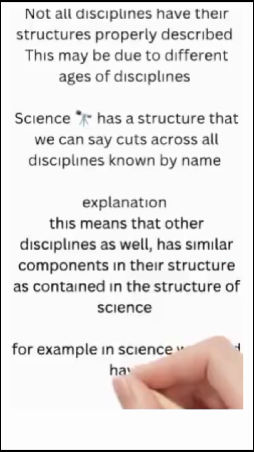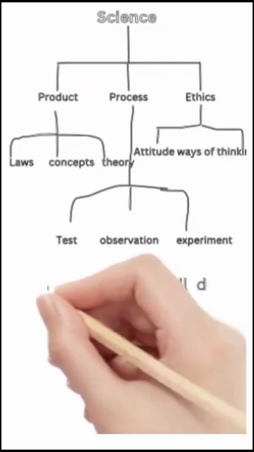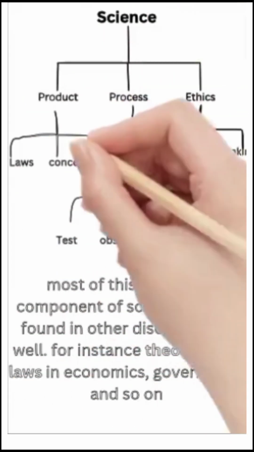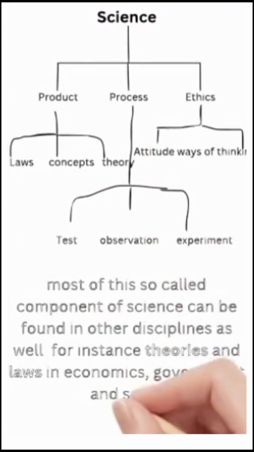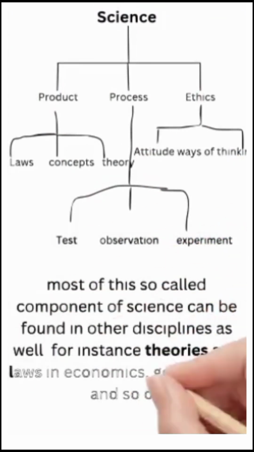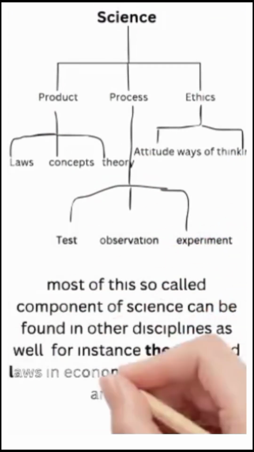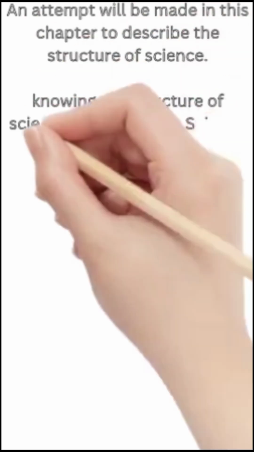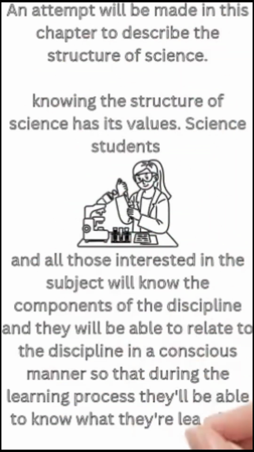For example, in science we could have the following. Most of these so-called components of science can be found in other disciplines as well. For instance, theories and laws in economics, government, and so on. An attempt will be made in this chapter to describe the structure of science.